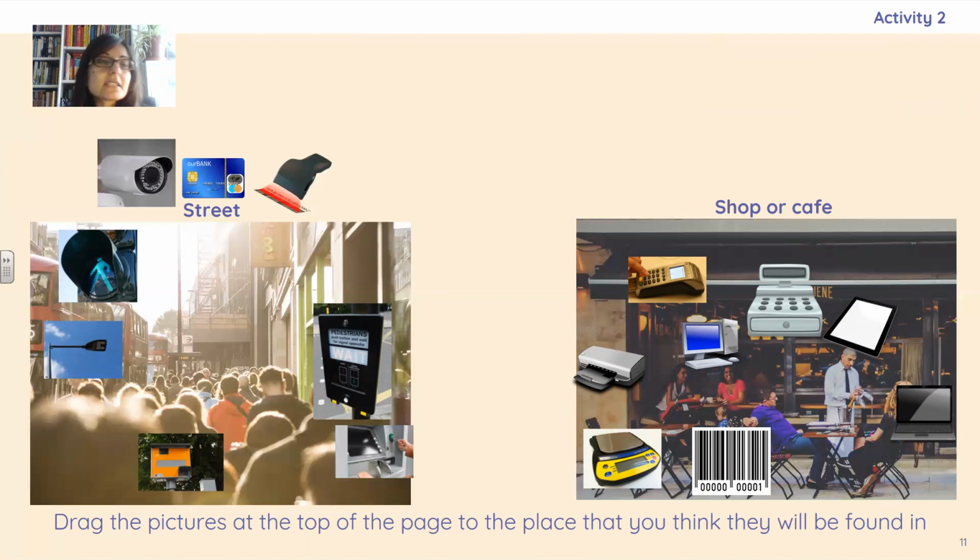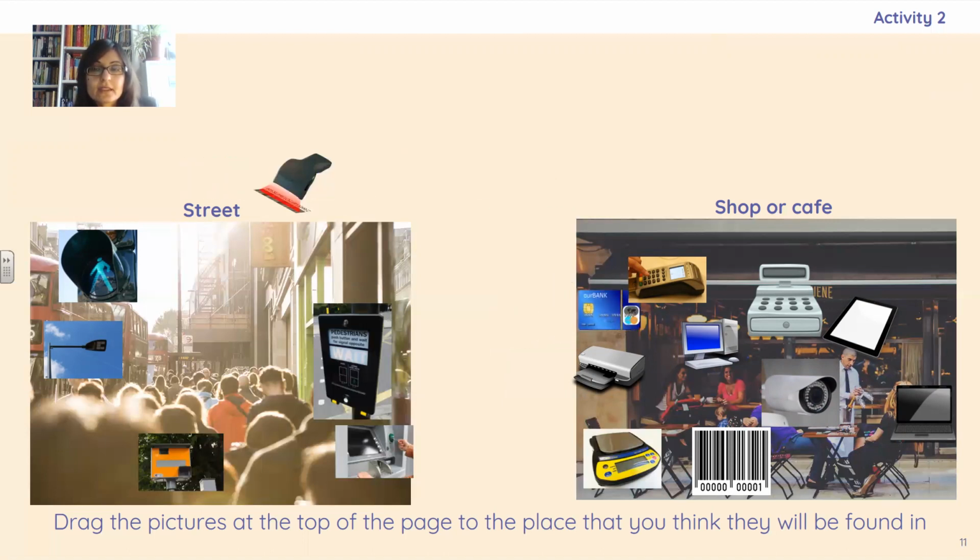And we've got a CCTV camera. Where do you think you'll find one of those? Street or shops and cafe? Move to the side, you think you'll find it on. Outside shops and cafes. So it's partly on the street too, I think. You have a bank card. Where will you find bank cards? Jump to the side, do you think you'll find it on? Shops and cafes.